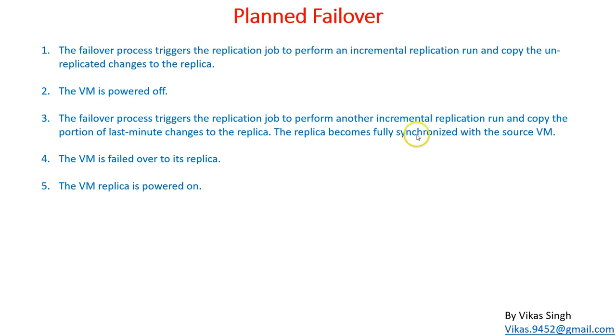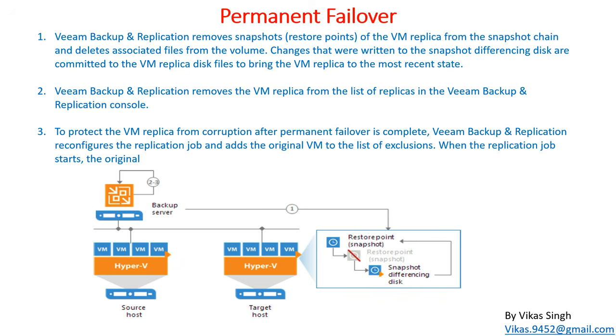The replica becomes fully synchronized with the source VM, so both the virtual machine replica and the original virtual machine are going to be synchronized fully, and then the VM is failed over to its replica, and the replica machine is powered on. So this is the process it's going to perform in failover. We are going to test this planned failover in the next videos.